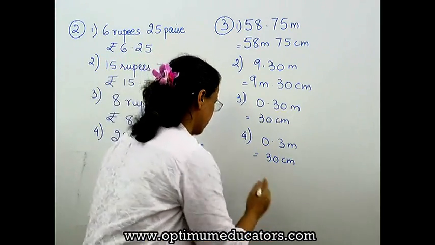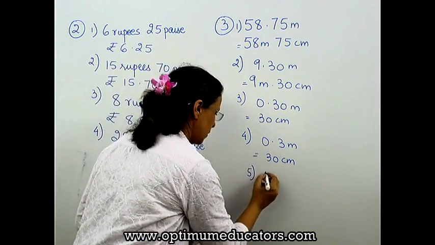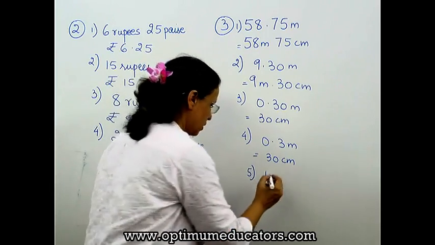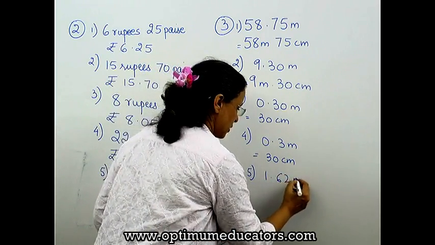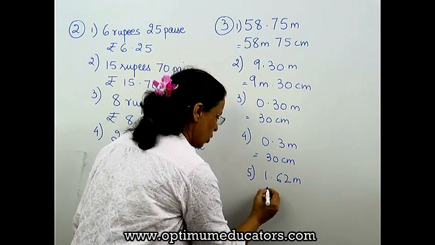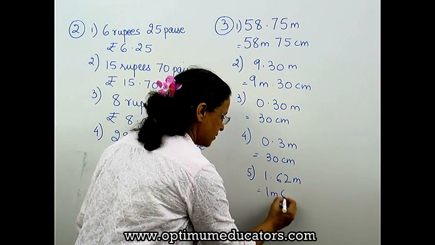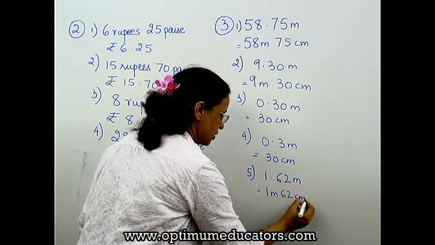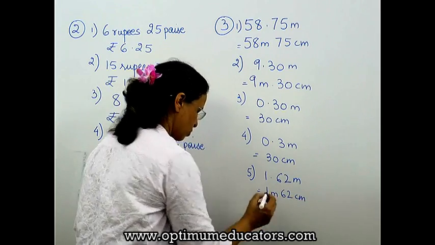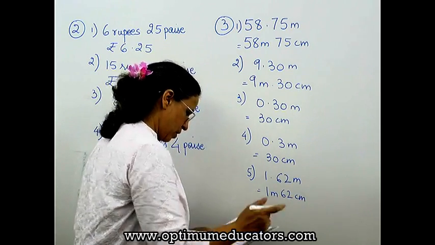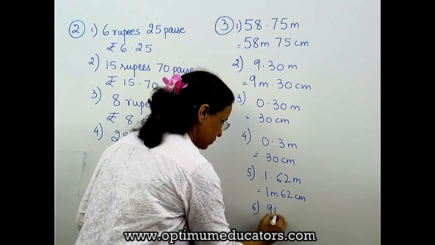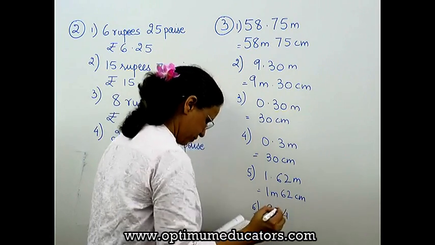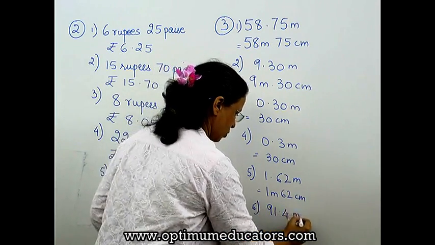Now the fifth one, 1.62 meters, which will mean 1 meter and 62 centimeters. Going to the sixth one, 91.4 meters. What will it mean?